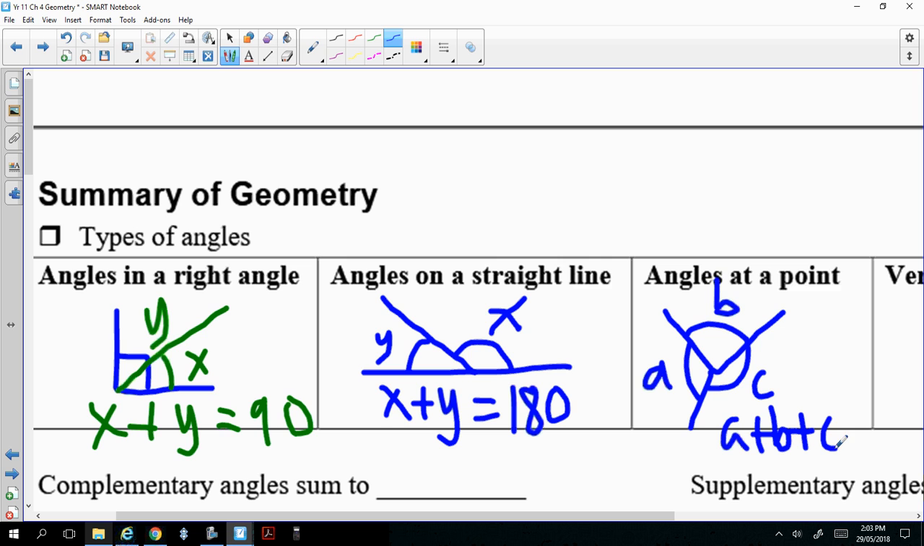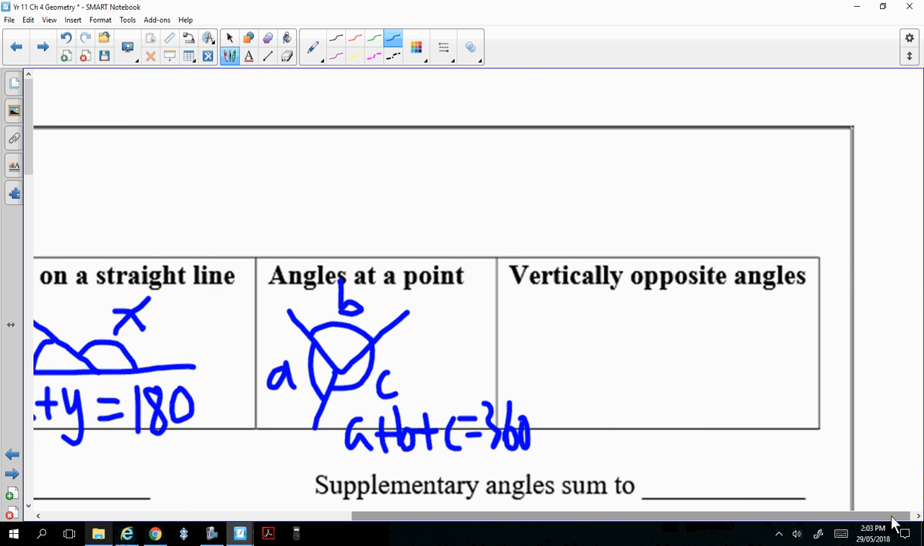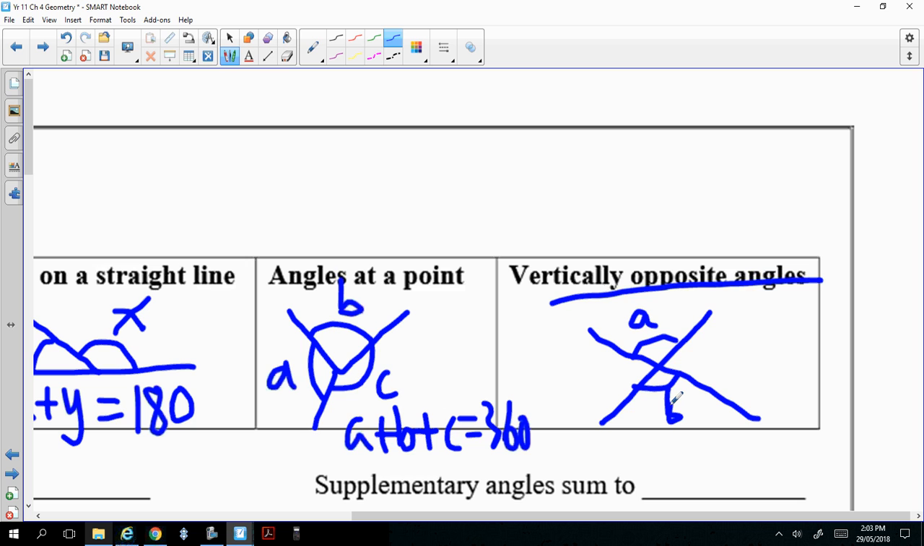So you have a name for 90, one for 180, one for 360. But there's no name for 270, or you can call it reflex. Vertically opposite angles: you draw a cross, and the two opposite angles are equal. A equals B.